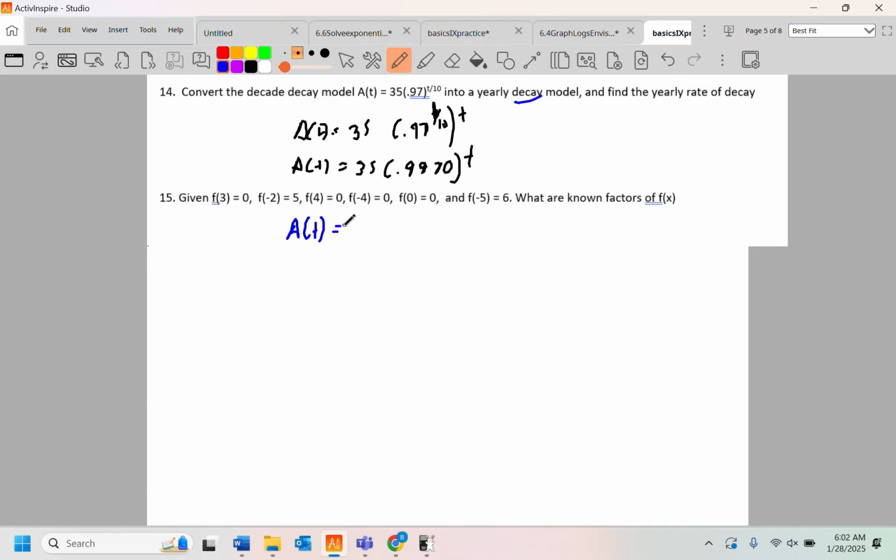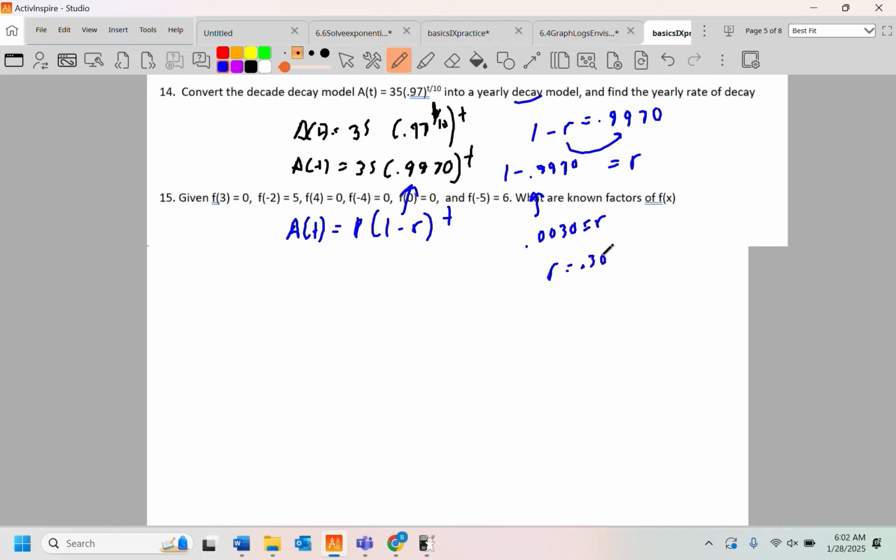Decay is modeled by a principal times 1 minus r to the t. So I just do a lineup process. 1 minus r is 0.9970. Some of you will get this and some of you won't, but it should be 0.0030, because you do the math, right? You put the r on the right, this becomes 1 minus 0.9970, and I know you're going to be button pushers, but whatever. 0.0030 is r, so that means r is 0.30%. Pick your poison on which one you want it to be. I don't care if you want the decimal or the percentage.